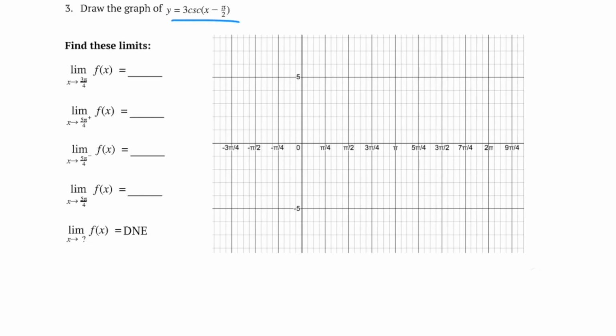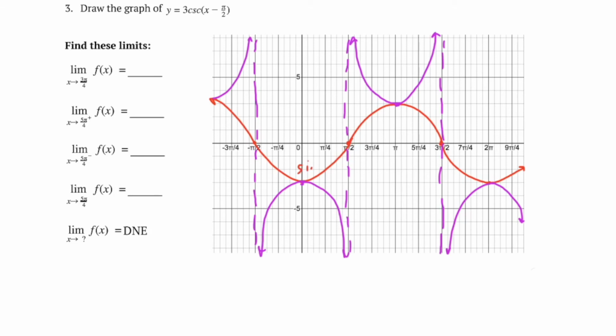This one is having us take a look at cosecant. So again, I put sine in red and cosecant in purple. So the first question asks, what is the limit of f of x as x approaches 3 pi over 4? And it doesn't specify what side we're coming from, but 3 pi over 4 is right here, and if we follow that up to the cosecant, there is some value there.